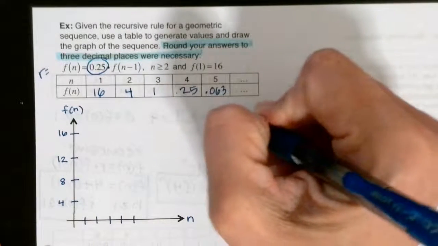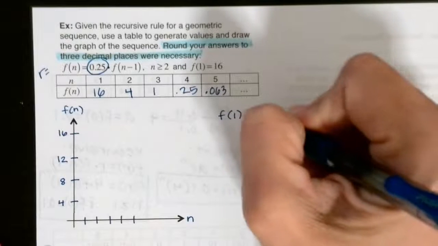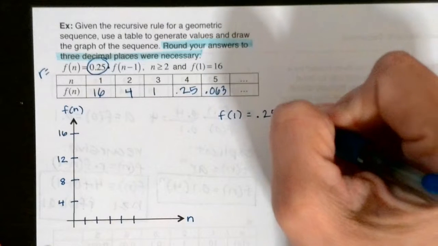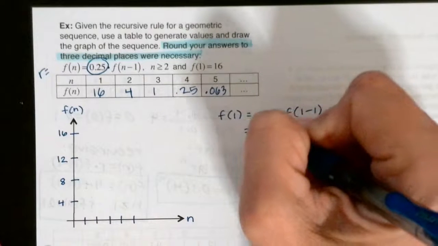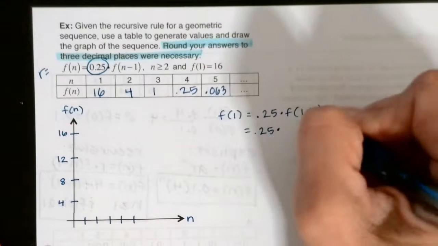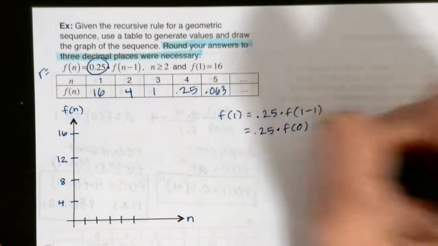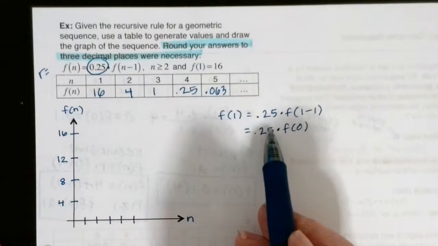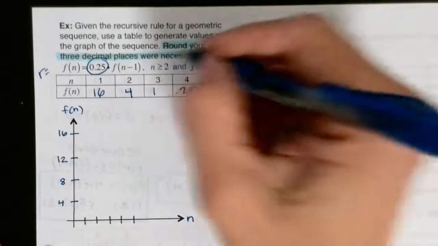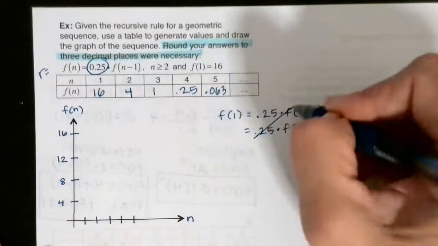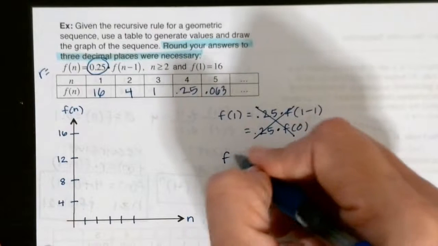So if I try f of 1, that would be 0.25 times f of 1 minus 1, which is weird, but we're going to be okay. F of 0. Look at your table. 0.25 times f of 0. Do you even have an f of 0? No. That's why your first number you can use has to be f of 2.